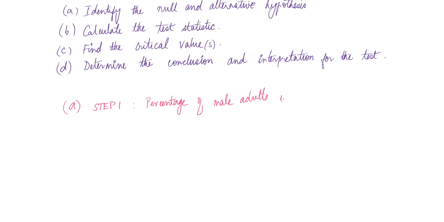Of male adults with 23.1 BMI is less than 42%. Okay, so go for the clue. Percentage here indicates the proportion. And remember, your claim is always about the population, so population proportion. With BMI, all that is less than, use the less than symbol. And 42%, we write it as a decimal, 0.42.